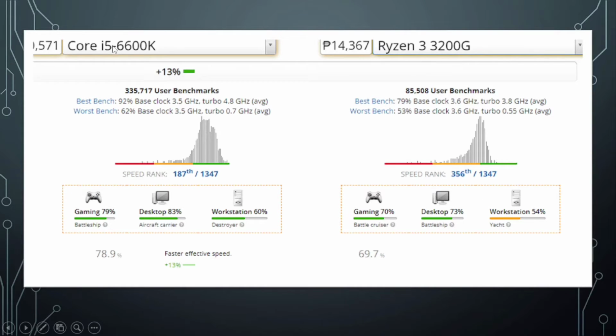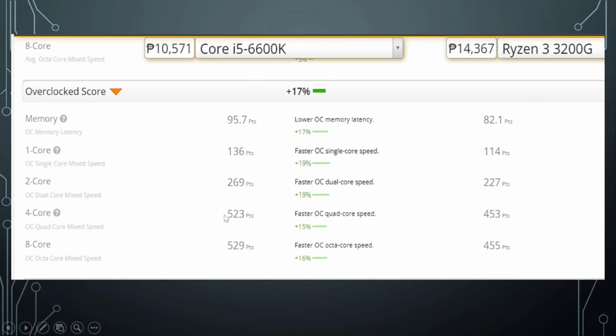So we can see that it is 13% beneficial, ranked 187th out of 1347, and the AMD Ryzen is 356th out of 1347 microprocessors. The i5 has a 78.9% overall average, and the Ryzen 3 has a 69.7% total average.